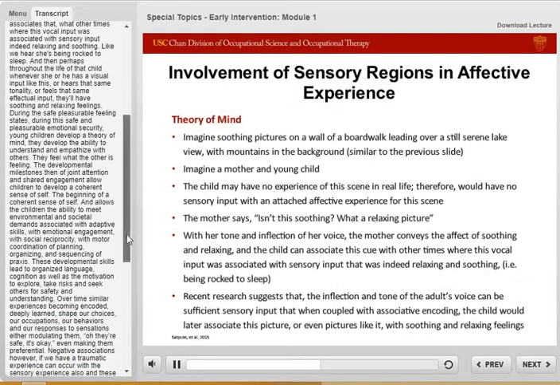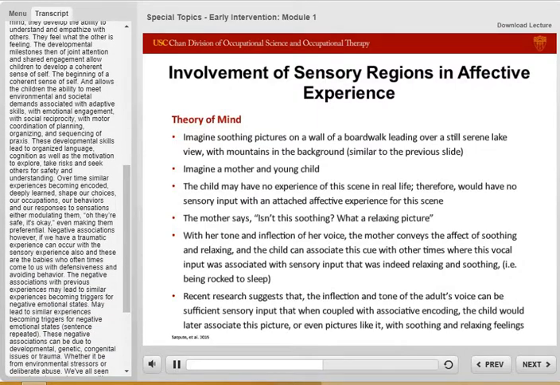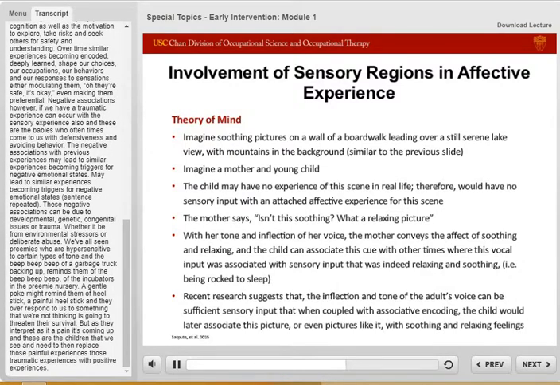These developmental skills lead to organized language, cognition, as well as the motivation to explore, take risks, and seek others for safety and understanding. Over time, similar experiences become encoded, deeply learned, shape our choices, our occupations, our behaviors, and our responses to sensations, either modulating them, "Oh, they're safe, it's okay," even making them preferential.